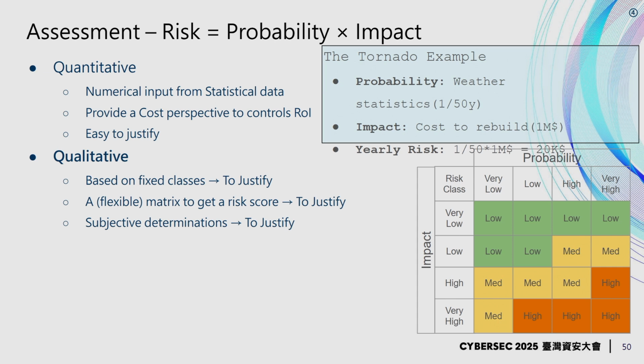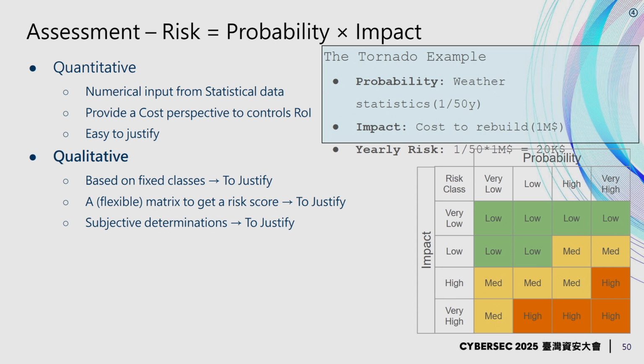And another way here is the one we used in the early naive example, using a qualitative approach, which is based on fixed classes, right? You have classes for probability, classes for impact, and you use a matrix to then figure out which risk score to give to your different risks. So it's also very easy to implement, and it's also flexible because you can build a matrix according to your need. However, the challenge is all those elements need justification, right?